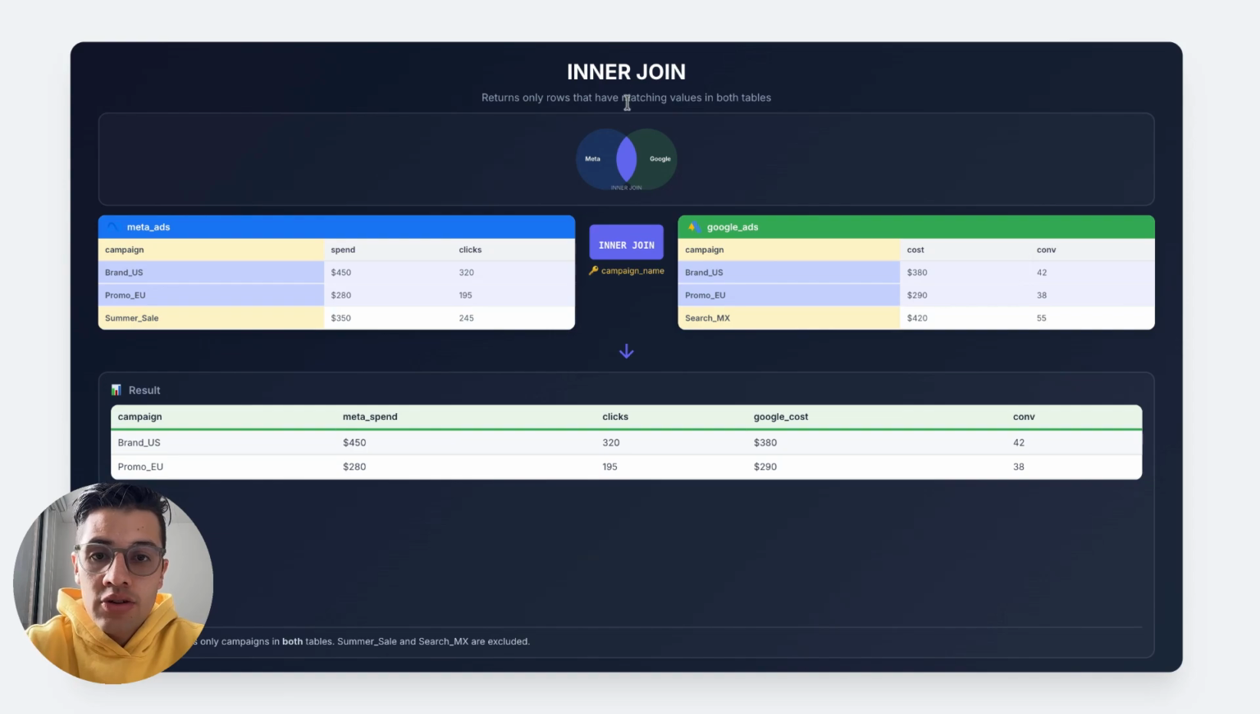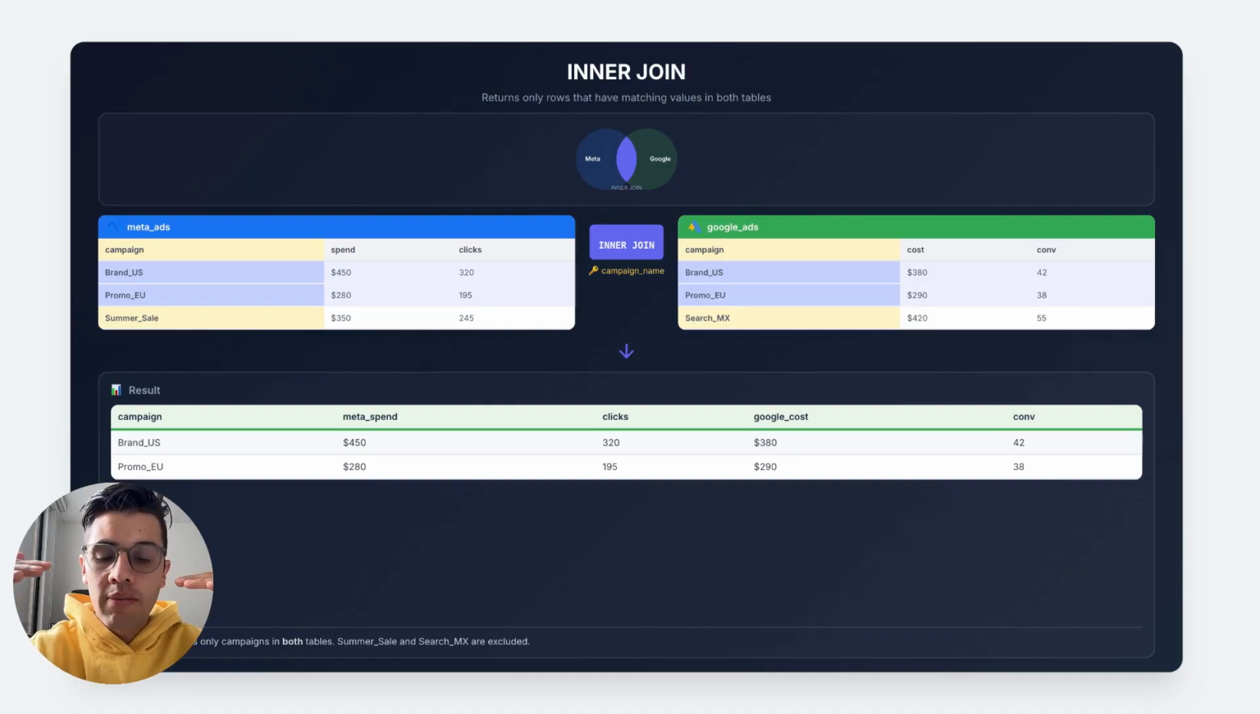Remember that in an inner join, our focus is to get the intersection between both tables. So here we have the Meta Ads table that has the columns campaign, spend, and clicks, and the Google Ads table that has the columns campaign, cost, and conversions. So what we are going to do is that we are going to match only the rows that are equivalent in both tables.